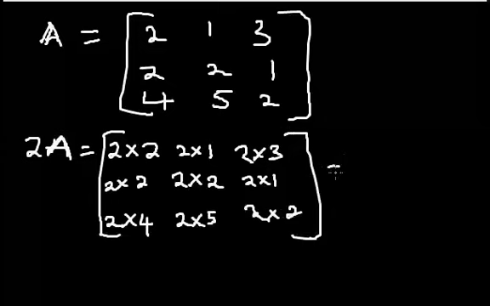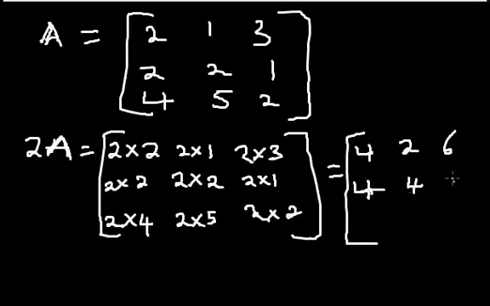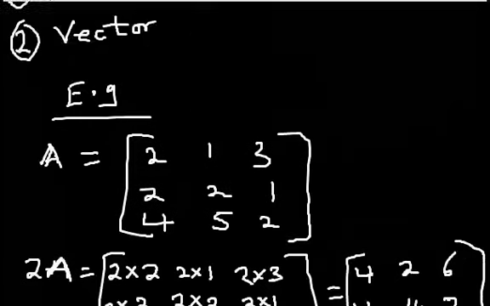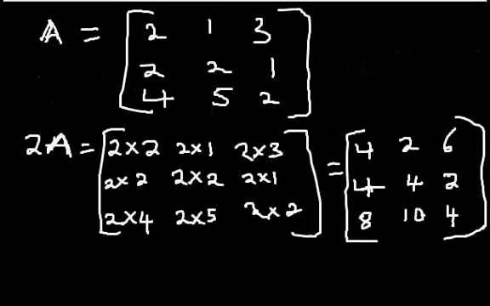All right. So it's going to give me 4, this is going to be 2, this is 6, there's a 4, 4, 2, 8. Okay. Here I'm having 10. Then of course 4 again. Okay, so that's that for multiplying a matrix by just a single number.